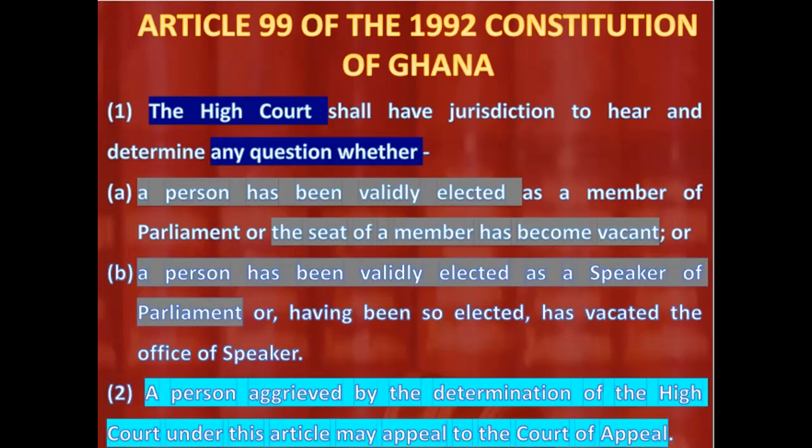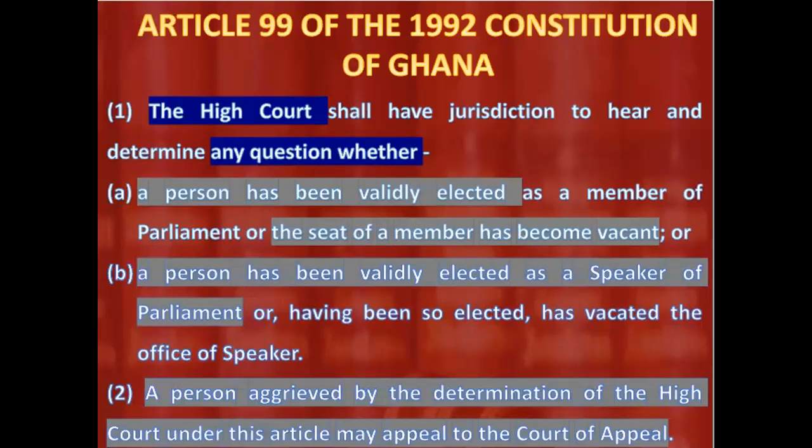Article 99 indicates that the High Court shall have jurisdiction to hear and determine any question whether a person has been validly elected as a member of parliament or the seat of a member of parliament has become vacant, or, B, a person having been validly elected as a speaker of parliament or having been so elected has vacated the office of speaker. So what we see under Article 99 is that as far as parliamentary election petitions are concerned, the Constitution has given the jurisdiction to the High Courts under Article 99 of the Constitution.